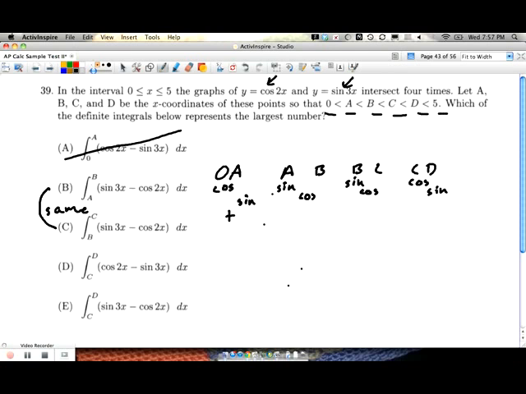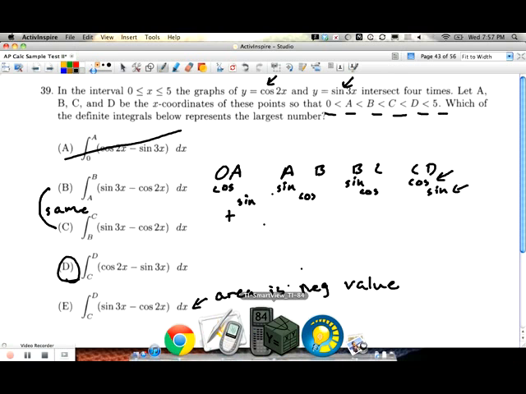From C to D, we're looking at cosine over sine. We want to make sure that the cosine one's on top and the sine one's on the bottom. If they're flipped, like they are here in part E, that would make the area negative. It's a negative value. So that means the answer we're really looking for is D.